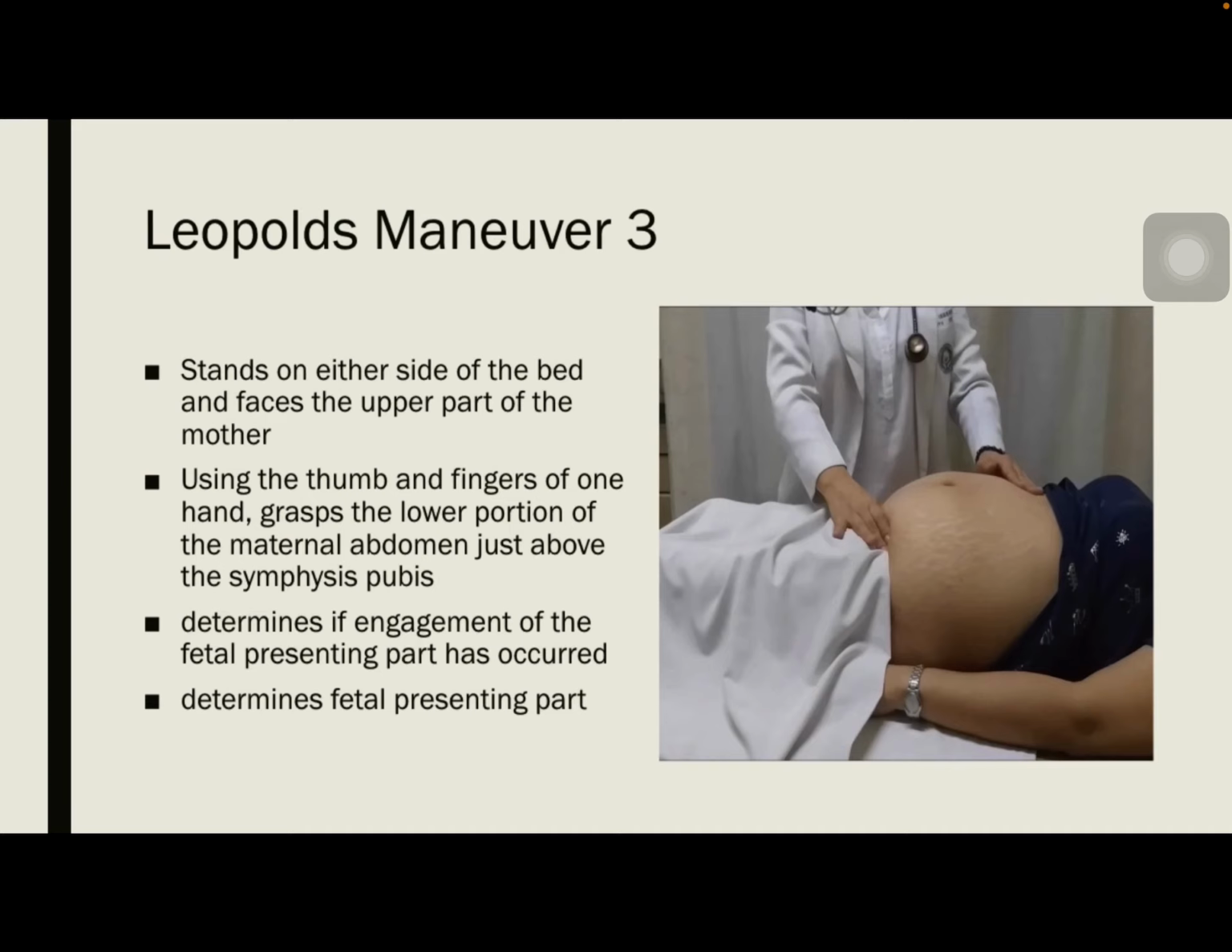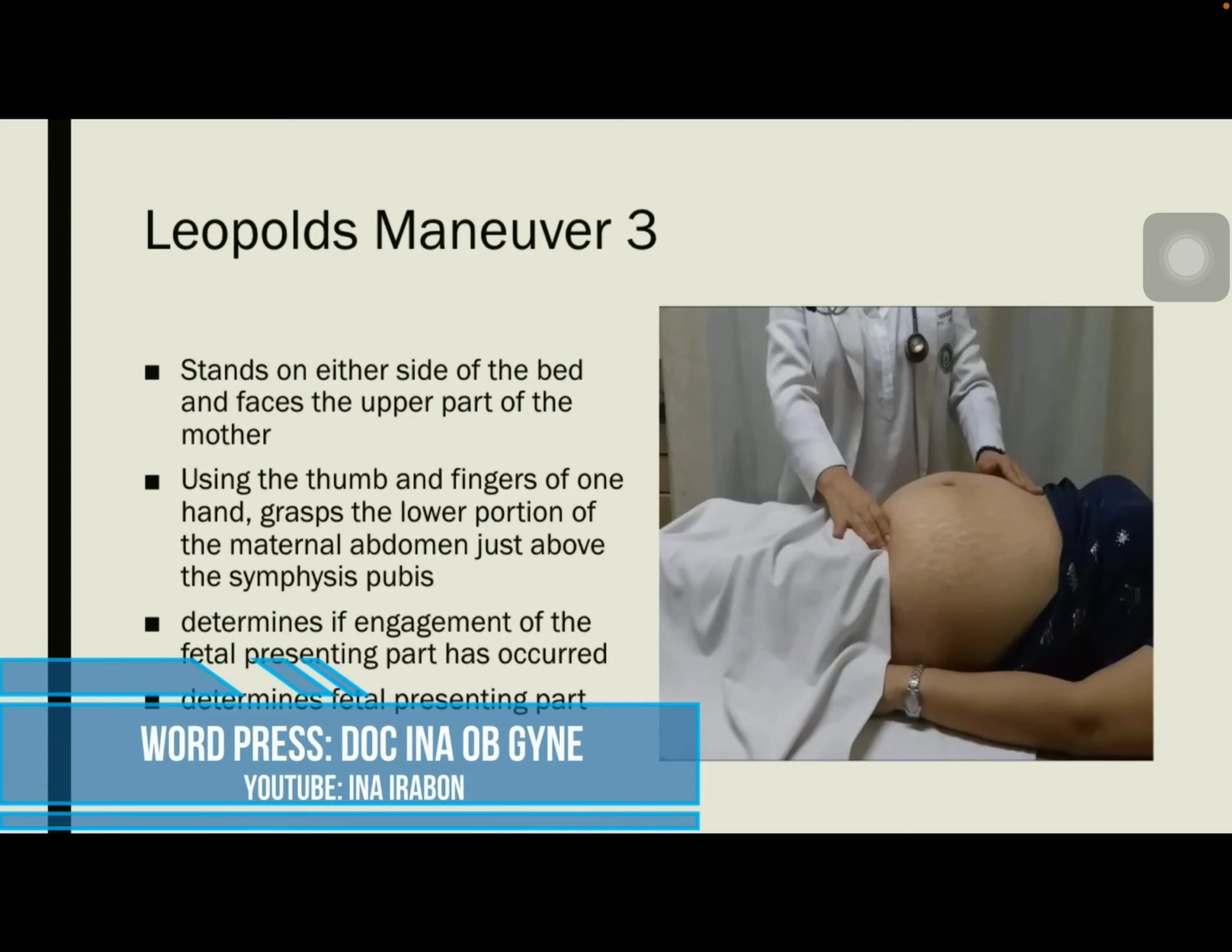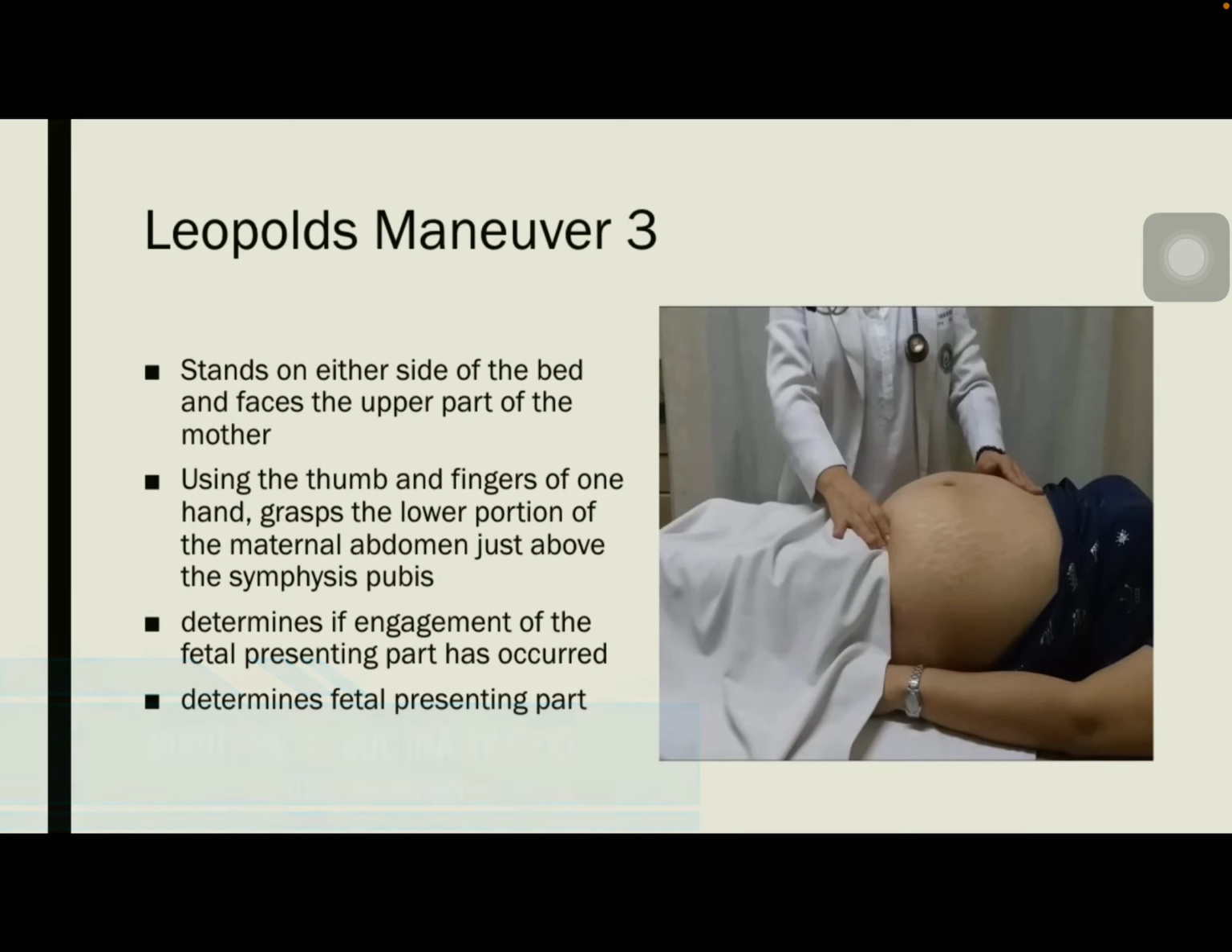Again, the fetal head will be felt as a firm, hard, round, ballotable, and movable mass, whereas the fetal breech will be softer and bulkier. So for Leopold's maneuver 3, we report this as LM3 cephalic or LM3 breech if the fetal presenting part is unengaged.